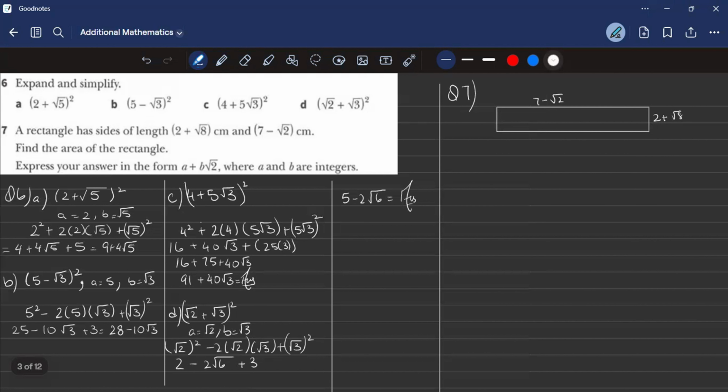Okay, so basically the question has given us two values. Now we can figure out what we want to find from here. So 7 minus under root 2 and 2 plus under root 8. Now they've told us to find the area of the rectangle. Simple. And they've told us how to express our answer. It's important to note that this should be the form of whatever our answer is. So remember that. Now proceeding on, what is the area of the rectangle?